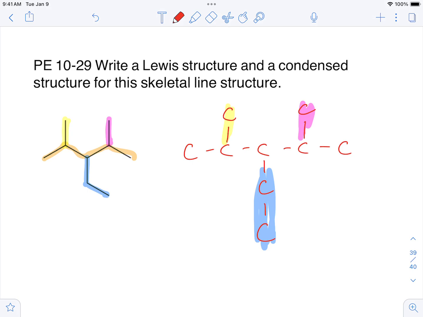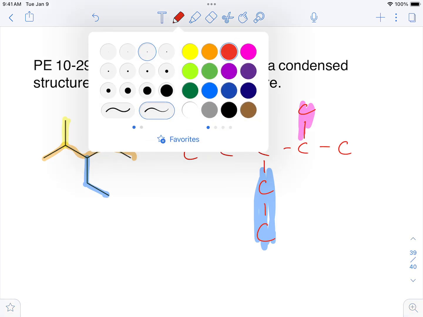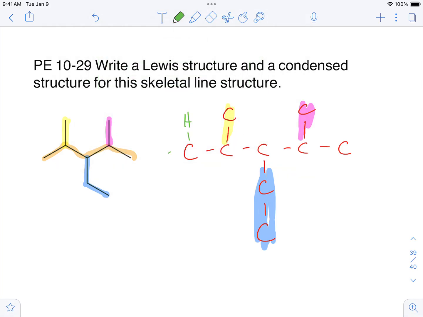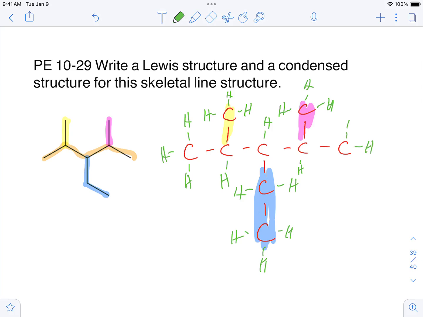Now I'm just going to saturate them with hydrogens. As long as every C has 4 bonds, I know I am correct. So this C would need 3. This C would only need 1. This C would need 3. This C would need 1, 2, 3, 3, 1, 3. So you can see how messy that gets with a Lewis structure.